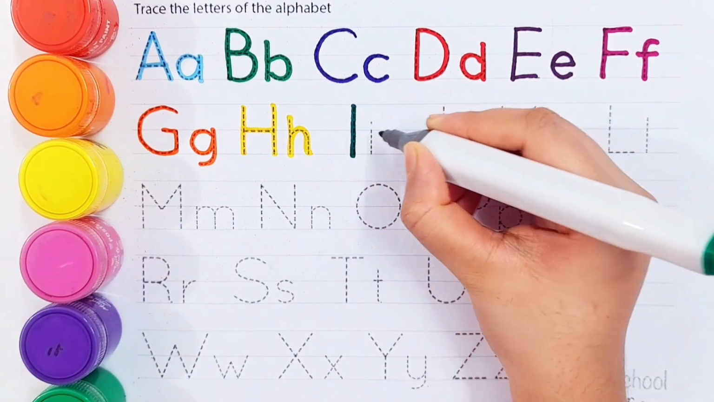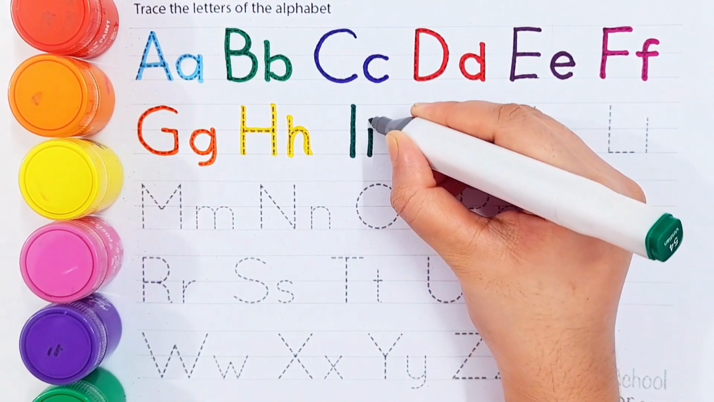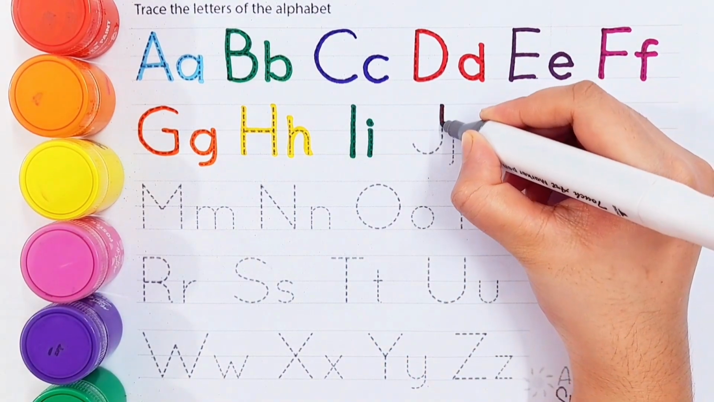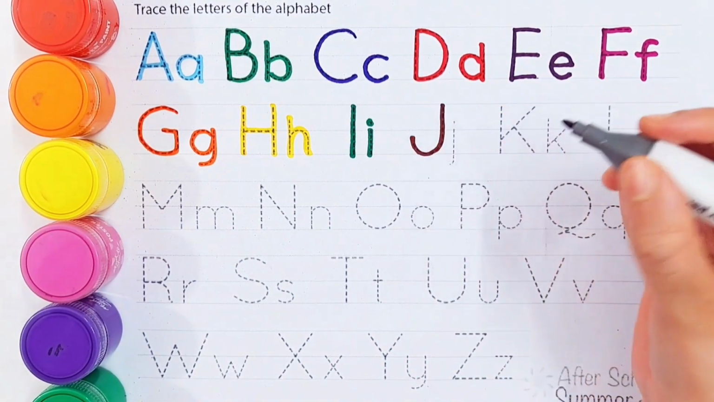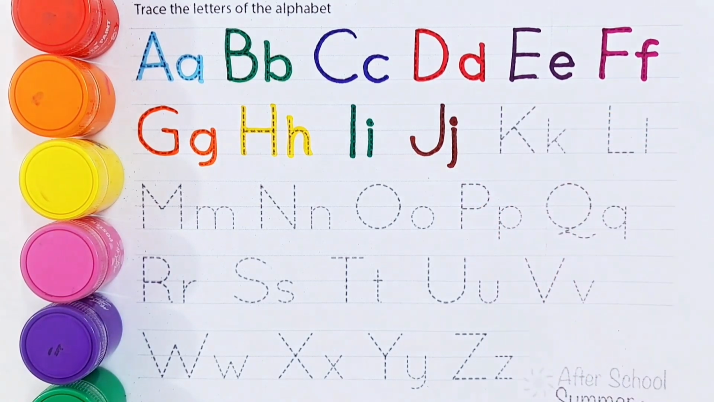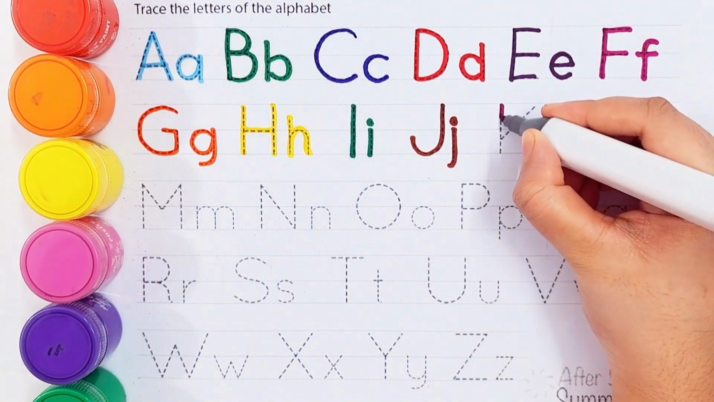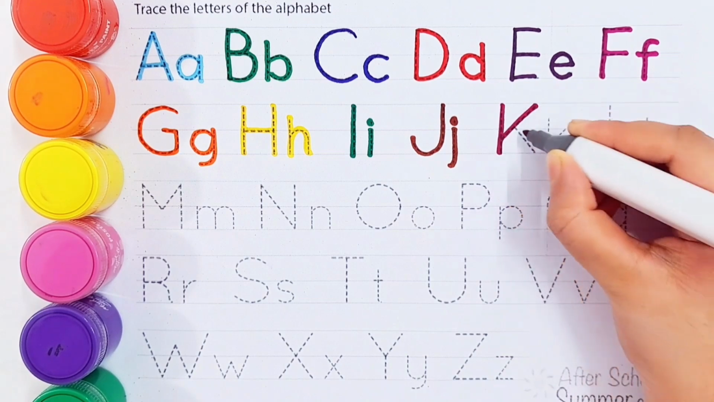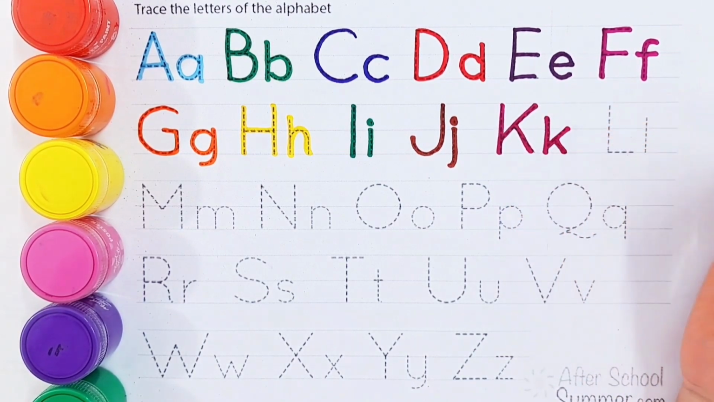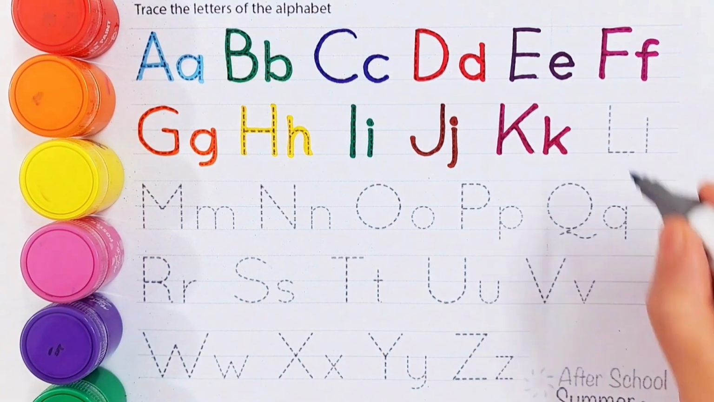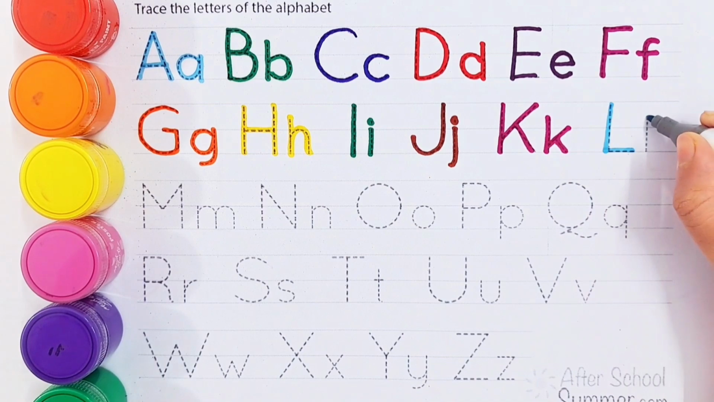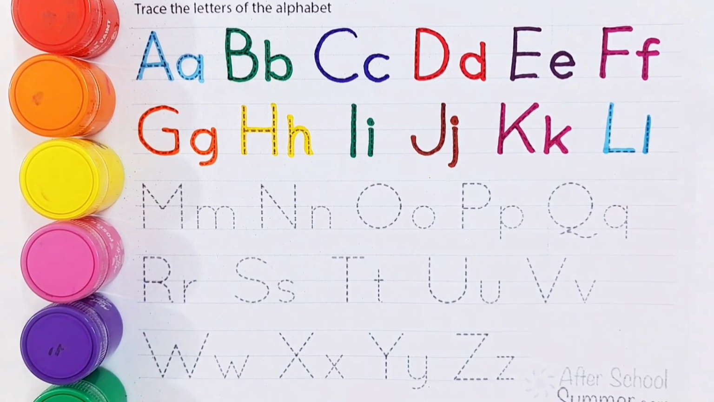I for eyes. I for ink. J for jump. J for juice. K for kite. K for king. L for lion. L for lychee.